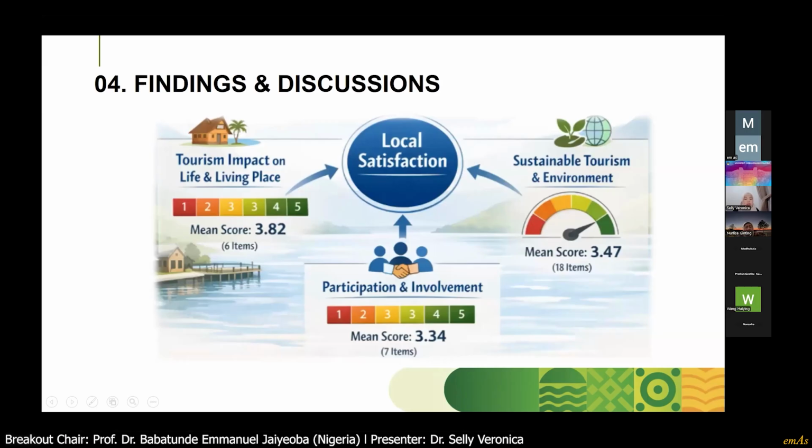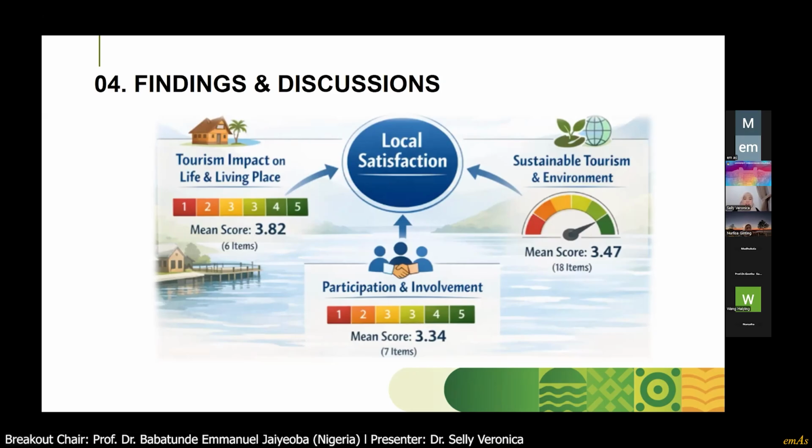So here are our findings based on the three groups of the local satisfaction exam. We found that the highest score is in the tourism impact on life and living place, and there is something unique about the Pangururan communities: they are shifting their habits. In the beginning, most of the communities were farmers, and when tourism activity came to Pangururan, they opened up their perspective to tourism. So the tourism impact itself gives a positive impact for the communities.